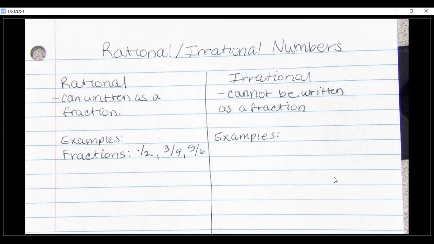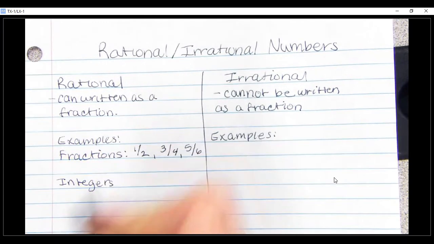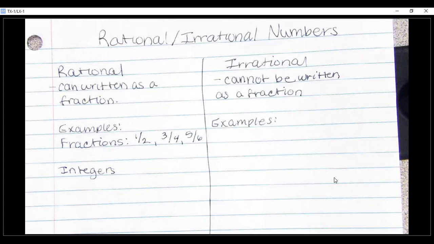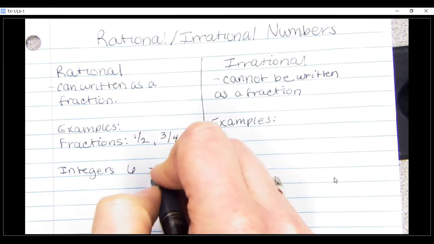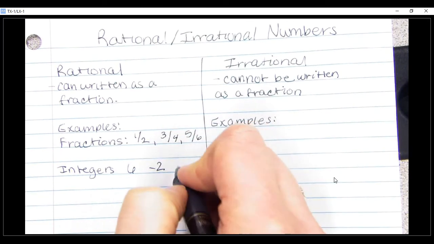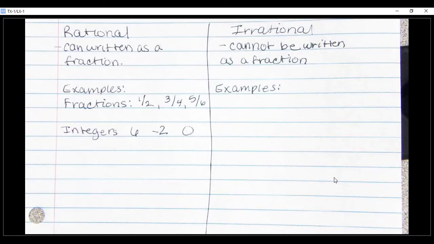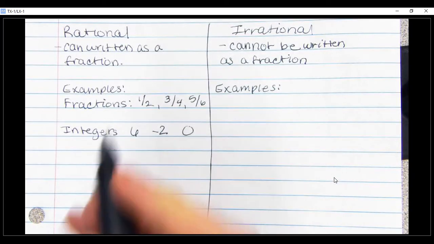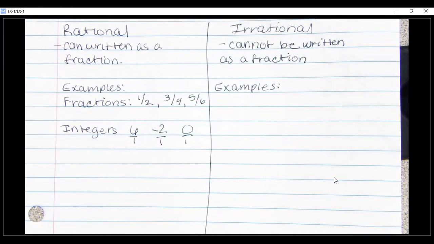Another example of rational numbers are what's called integers. Integers are going to be positive and negative whole numbers. So for example, 6, -2, and even 0 is going to be an integer. Integers can be written as fractions just by putting the number 1 right underneath it. So again, anything that can be converted into a fraction is a rational number. Integers, positive and negative whole numbers, can be put into fraction mode.